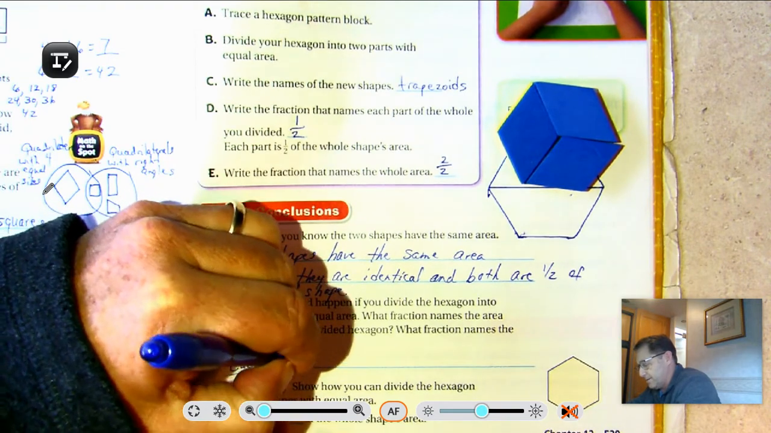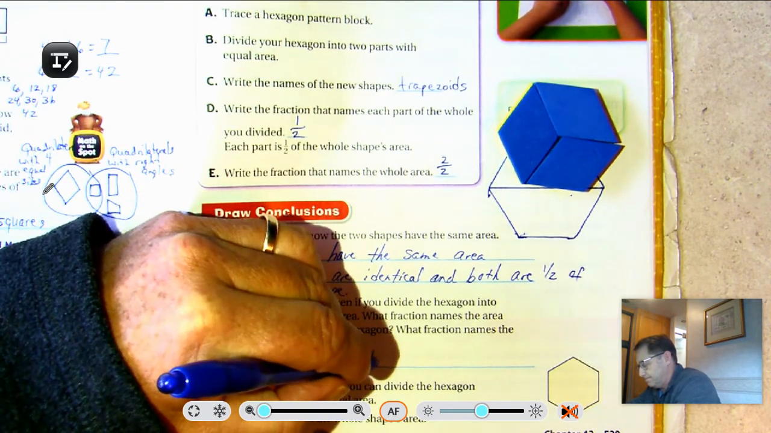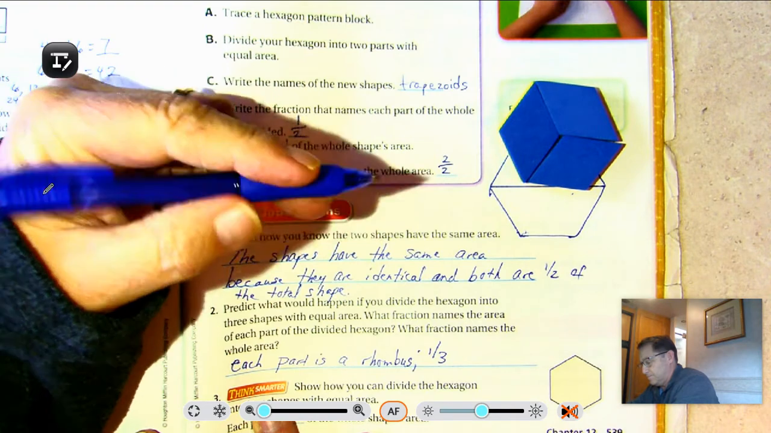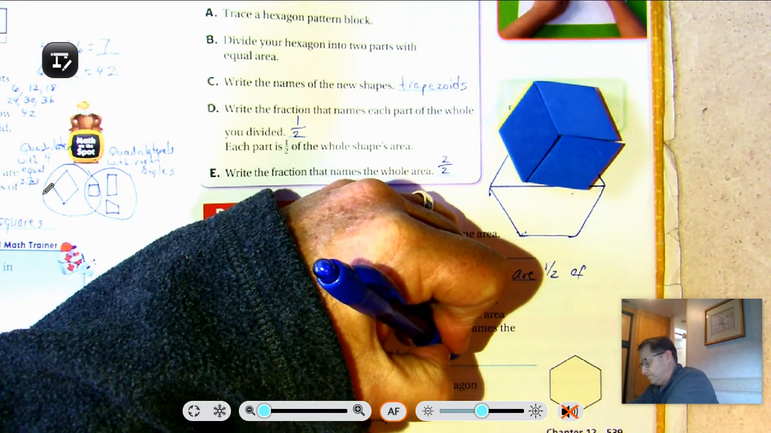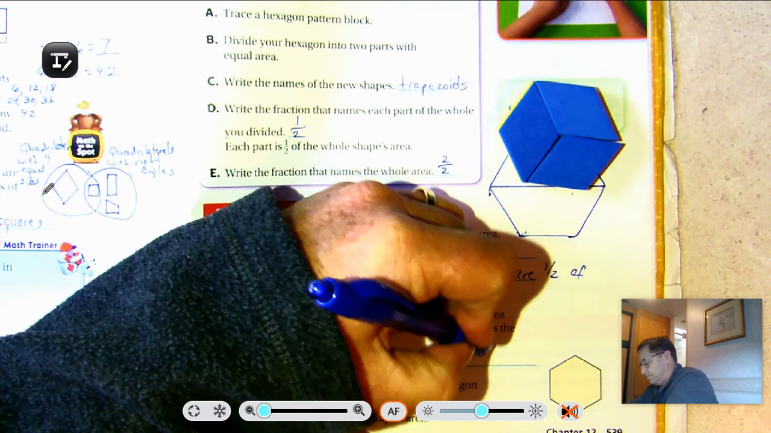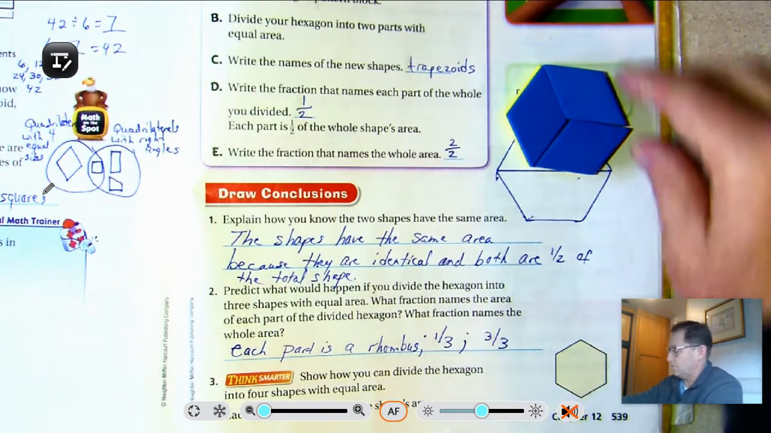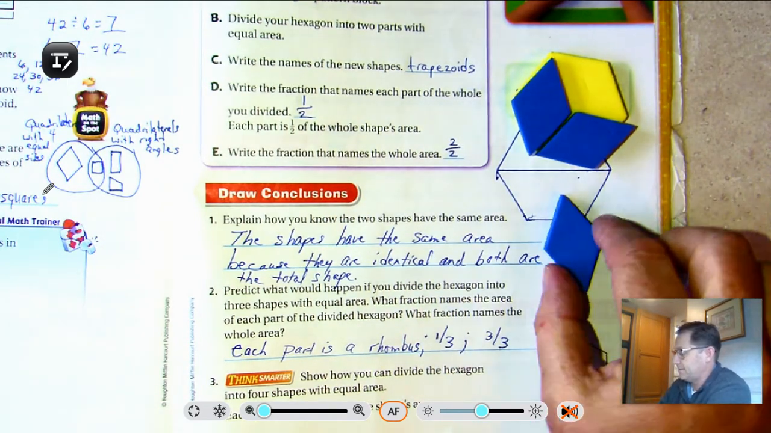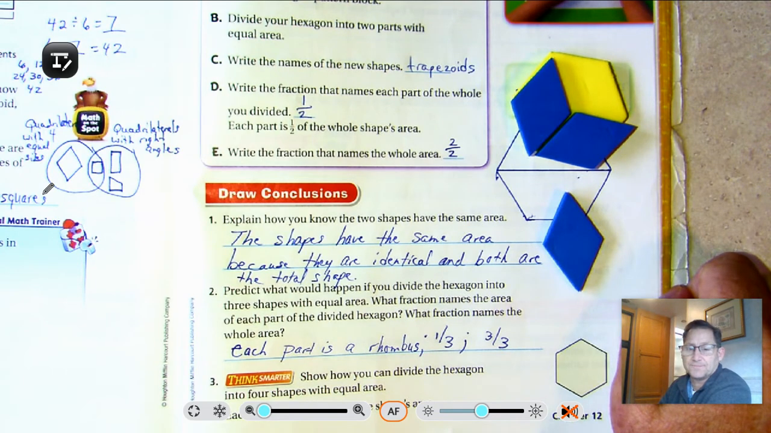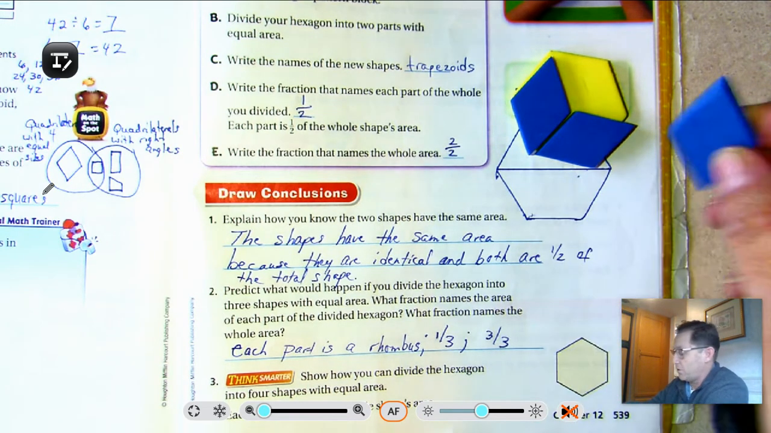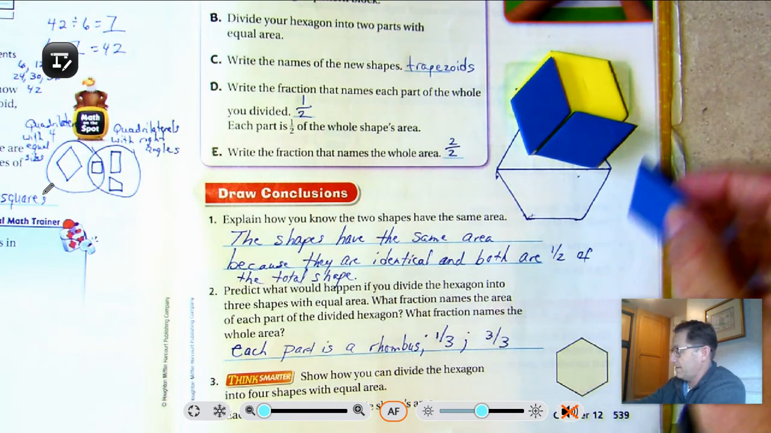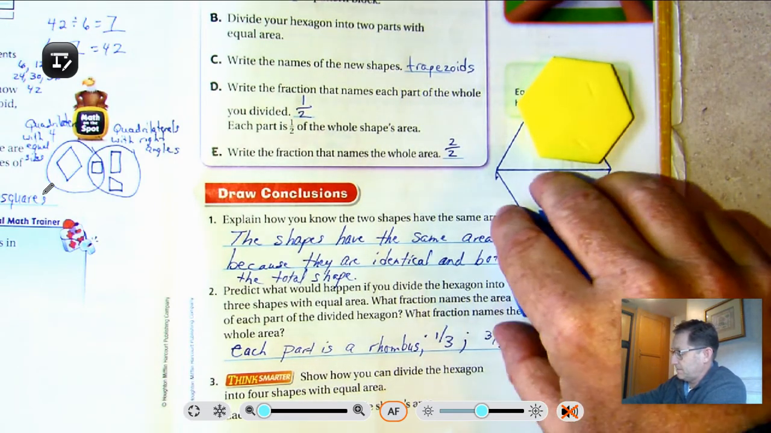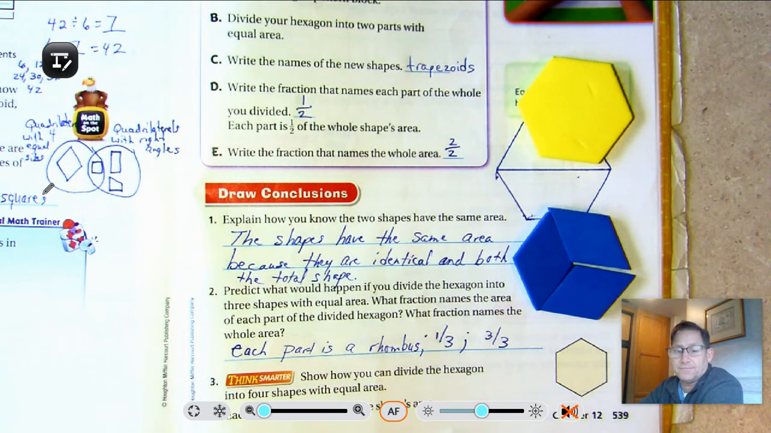Each part is a rhombus. So if I split the hexagon into 3 equal parts, I'd have 3 rhombuses. Each rhombus is worth 1/3 of the total area. If I have all 3, it would be 3 out of 3 for the whole area.